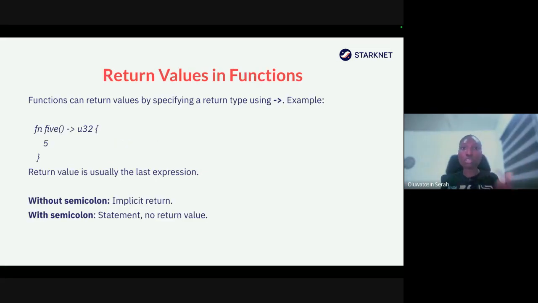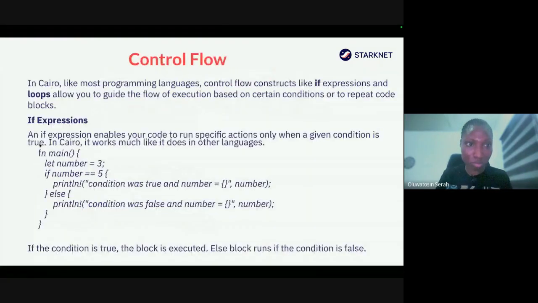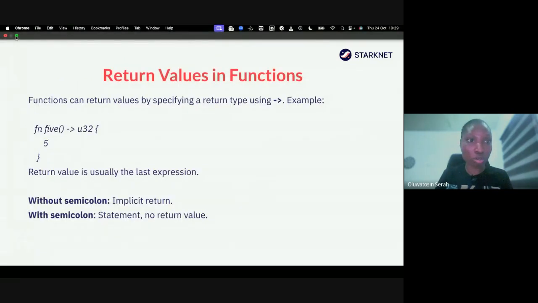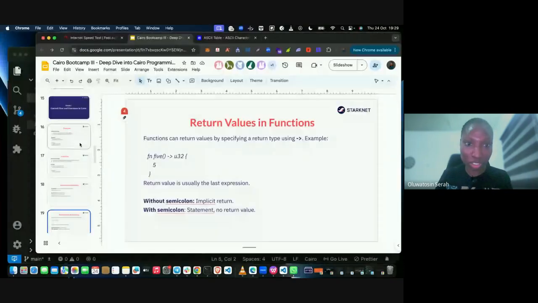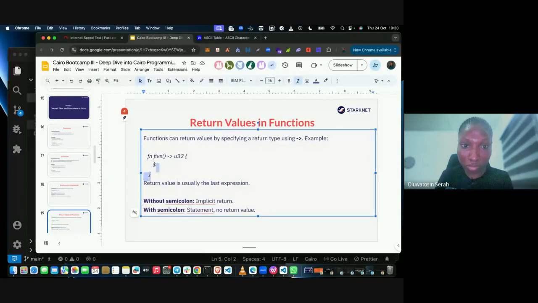So, return values. Functions can return values, and you use this arrow keyword to specify the return type in Cairo. So this is an example. And there are two ways when you want to return a value. Either you don't use a semicolon at the end of the expression, or you use return. Let me just show what I mean. I'm going to be rushing because we do not have so much time.